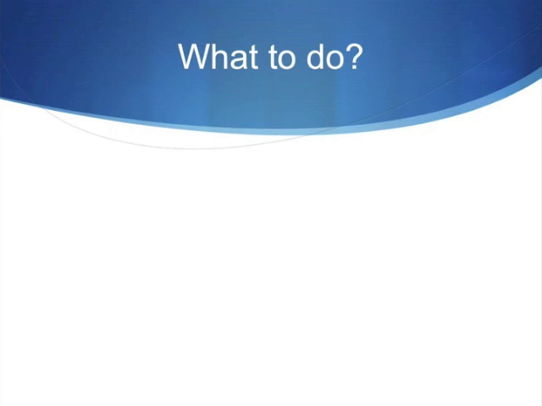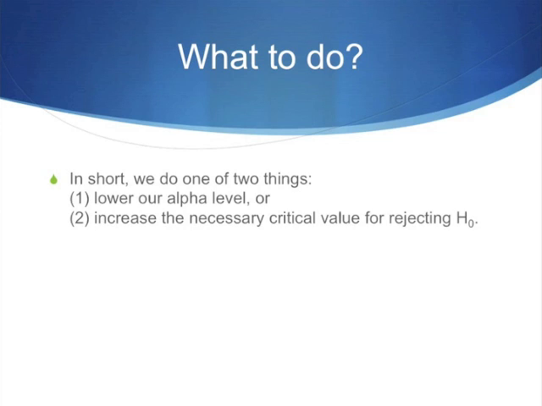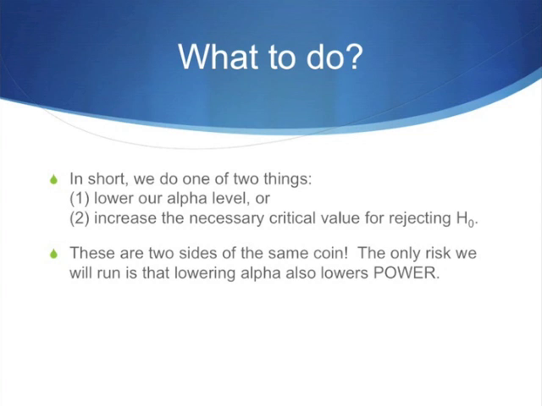So what do we need to do to control this type 1 error? There are two things we need to do. The first thing is lower our alpha level, or increase the critical value necessary for rejection of our null hypothesis. These are two sides of the same coin. The only risk we run is that lowering the alpha level also lowers the power.